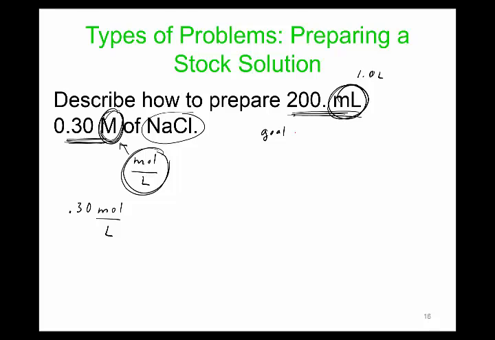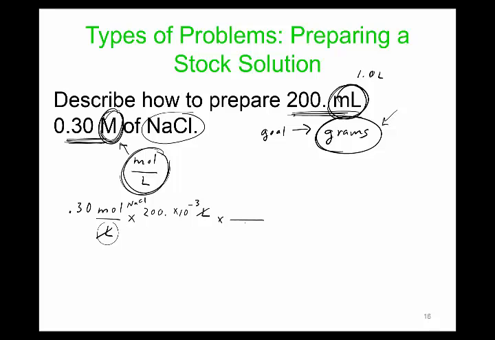I want this to say grams. So I need to get rid of this and make it all say grams. First thing to do is get rid of the denominator, because we don't see a denominator where it says grams. So I need to multiply these together. I go 200 times 10 to the negative third liters, so the liter cancels. And now I have moles of NaCl, and I need grams.